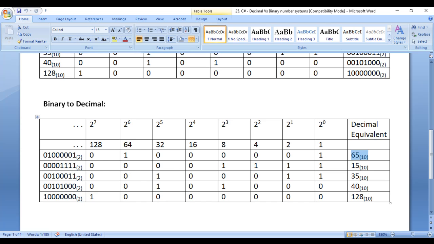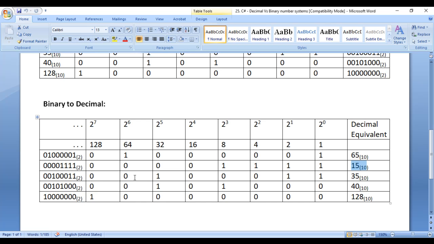So for example, here 00001111. I have written 00001111. Above this one we have 8. Above this one we have 4, so 8 plus 4 is 12. Above this one we have 2, so 12 plus 2 is 14. Above this one we have 1, 14 plus 1 is 15. Simple.